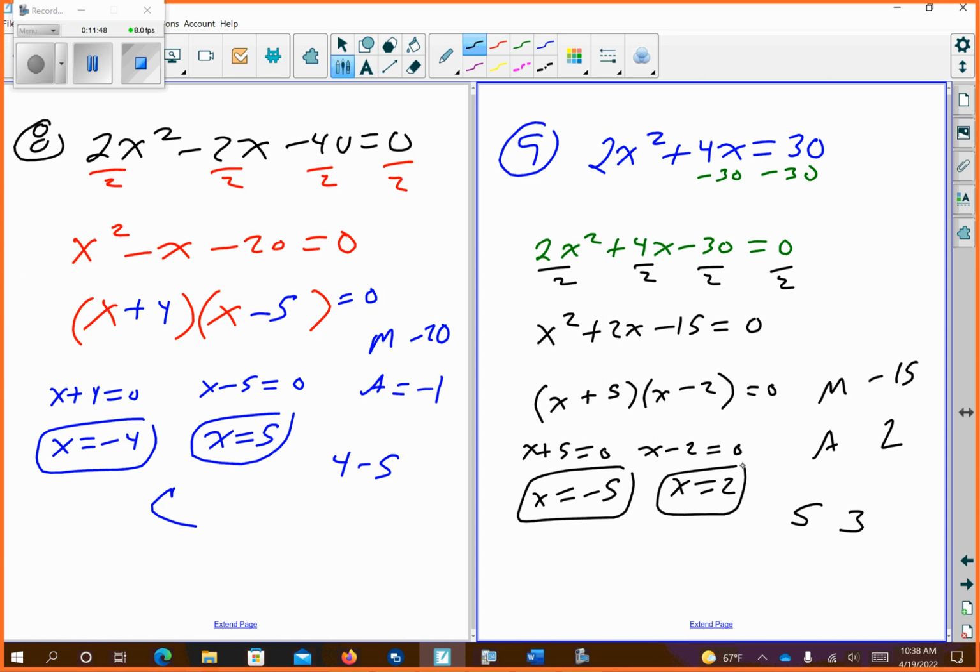Which looks like... Jeez. You can't take me anywhere, can you? 5 and 3 are the answers. So that would be answer A, right? My goodness. Errors galore. Sorry.